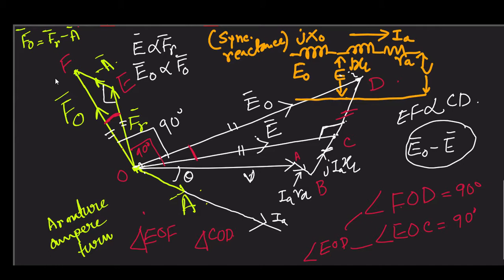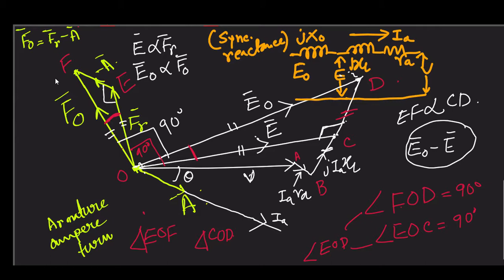After that, we become curious how to represent the gap between E naught and E. What is E naught? If you suddenly disconnect this load and make IA equal to 0, keeping the field current constant, then your machine terminal voltage will become E naught.